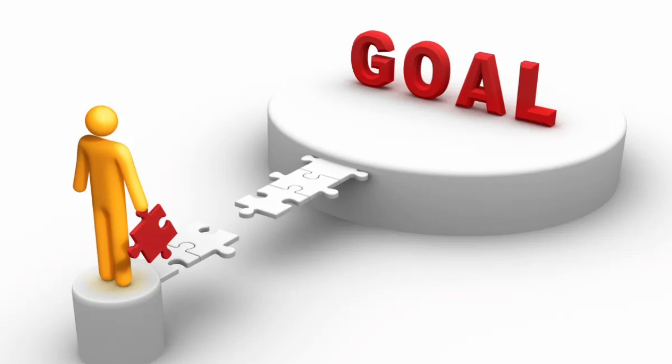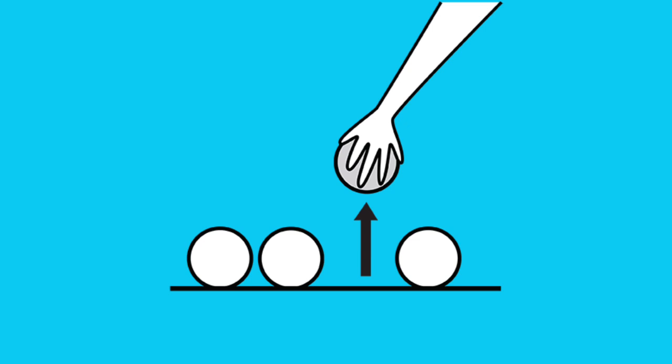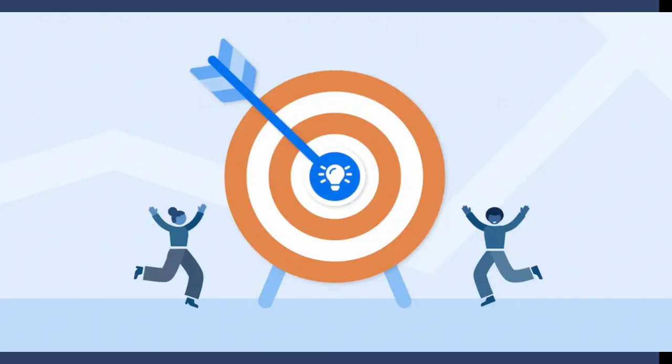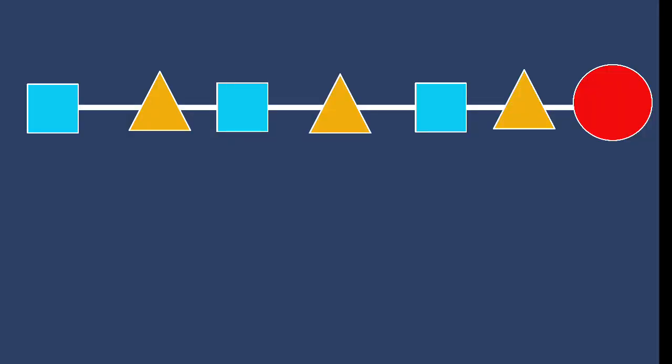Plus, having that goal in mind can help you cut out any of the unnecessary content, things that you thought needed to be included, but they don't really help your learner reach their goal. By the time you are done, you should have a clear path planned out that leads directly to your goal.